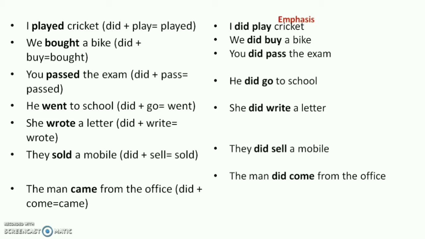Nyan cricket kalichilla. Then, we bought a bike. Buy plus did becomes bought. "We did buy a bike" means the same as "we bought a bike." You passed the exam. "You did pass the exam" and "you passed the exam" are same in meaning. In the sentence on the right side of the box, that did is taken from the auxiliary and used separately to give emphasis. But in the left side box, you can see that there is a V2. Did is used along with the V1, thus it becomes V2, that is passed. He went to school.